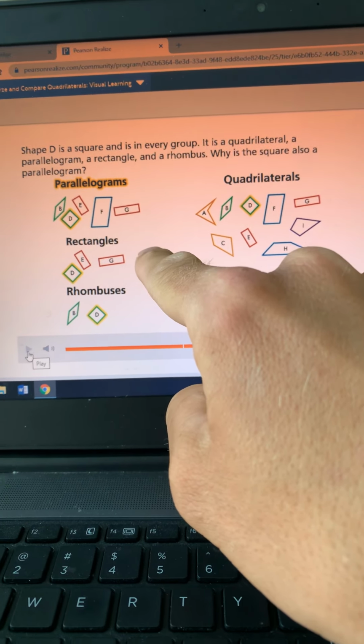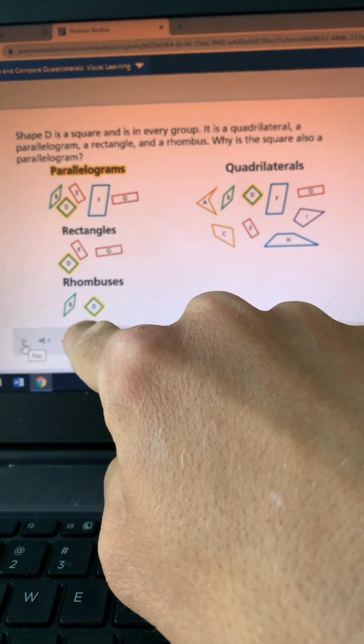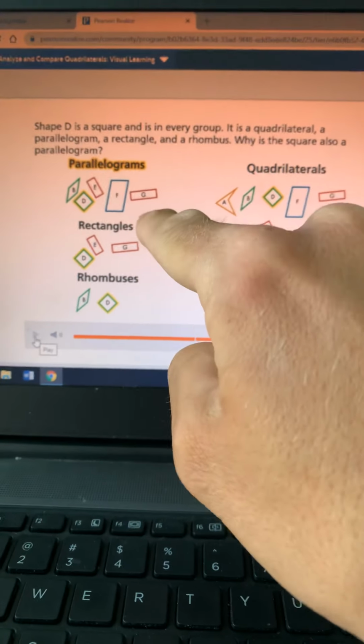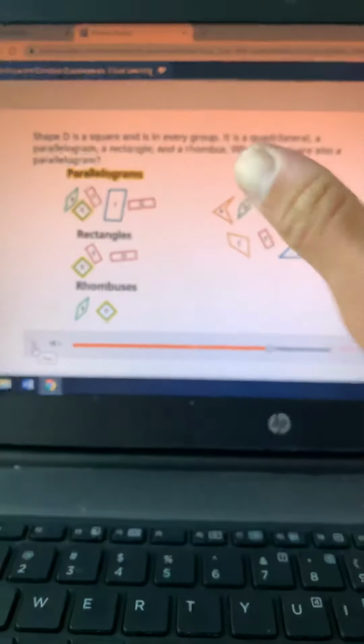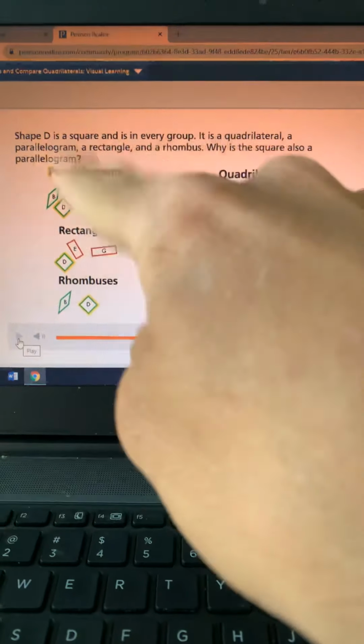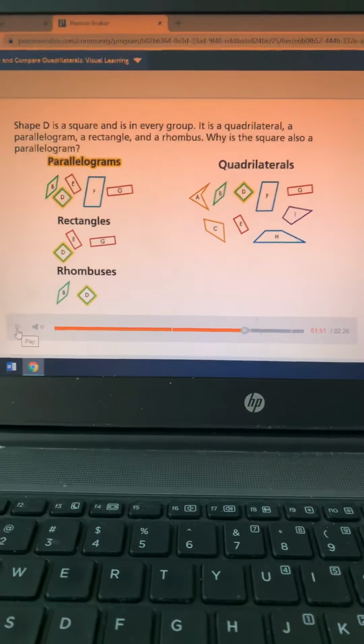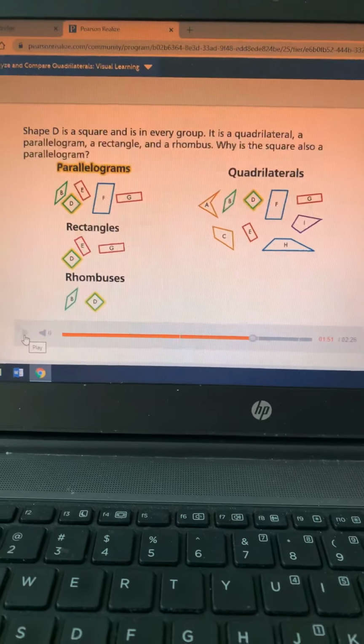Okay? These are rectangles. These are rhombuses. The square is a quadrilateral, parallelogram, rectangle, and rhombus. That's the only one. The square is the only one that can fit all four of these categories. It's a very special shape.